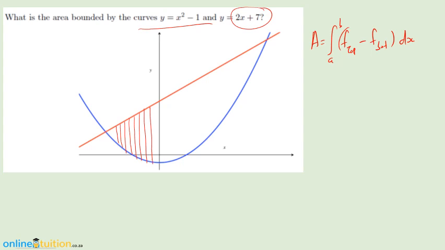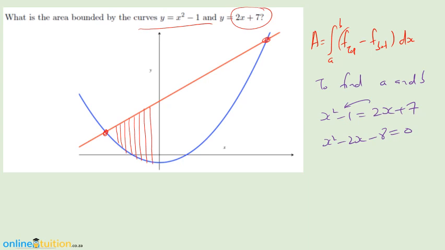Well, you can see that it's the point of intersection of these two graphs. So in order to find A and B, work out the intersection of those two graphs. We're going to say x squared minus 1 must equal 2x plus 7. Agreed, that's where the graphs intersect. So we get x squared minus 2x minus 8 equal to 0.